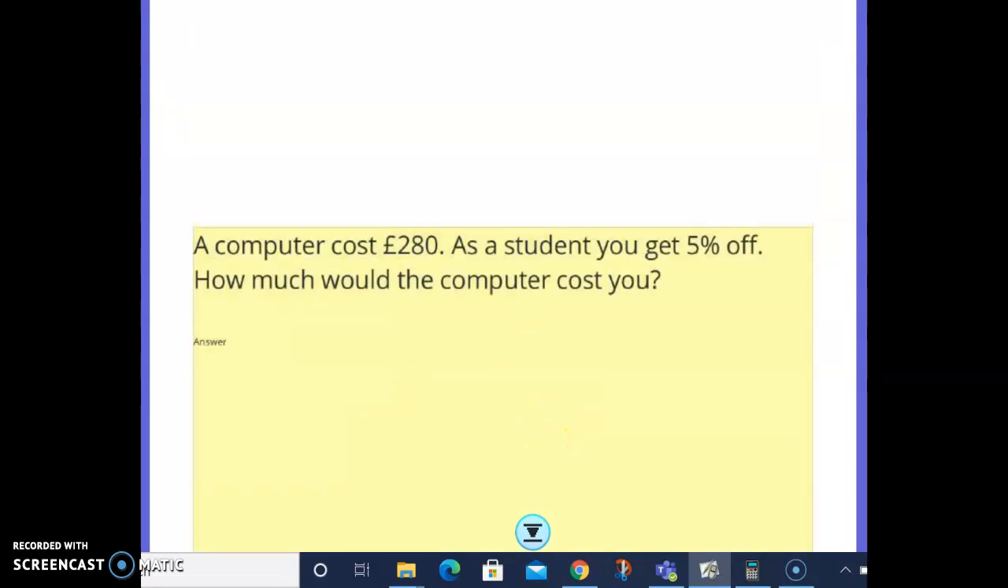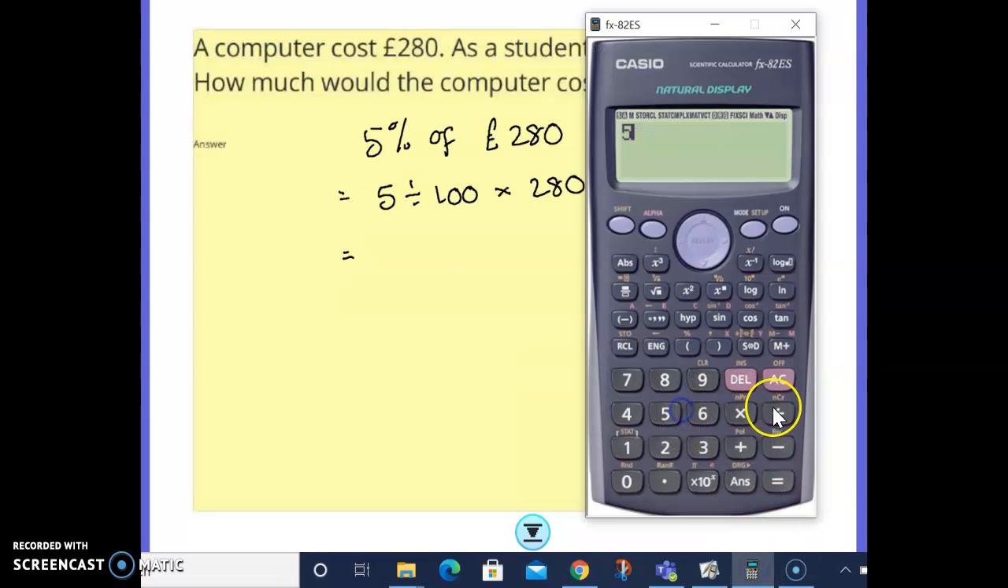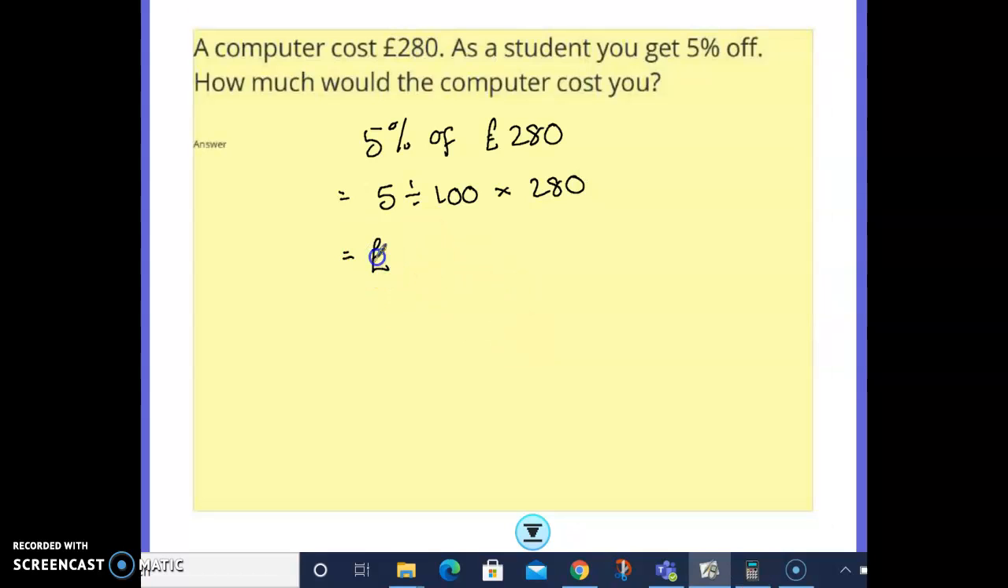Okay. Question 2. A computer costs £280. As a student you get 5% discount. How much would the computer cost you? So still a percentage question. We're finding 5% of 280. Percent means out of 100, so we do 5 divided by 100 times 280. That comes out at £14.